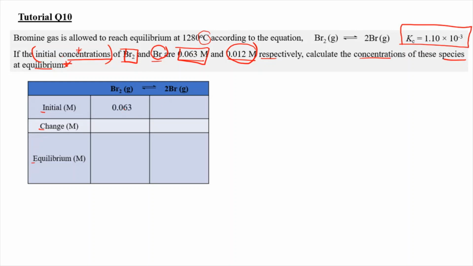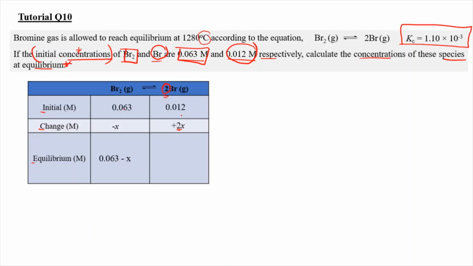And then at the initial stage, the concentration of the bromine atom is going to be 0.012. As time goes by, the concentration of the reactant will reduce by minus x. The concentration of the product, which is the Br atom, is going to increase by 2x because the stoichiometry here is 2. So it's going to increase by 2x.